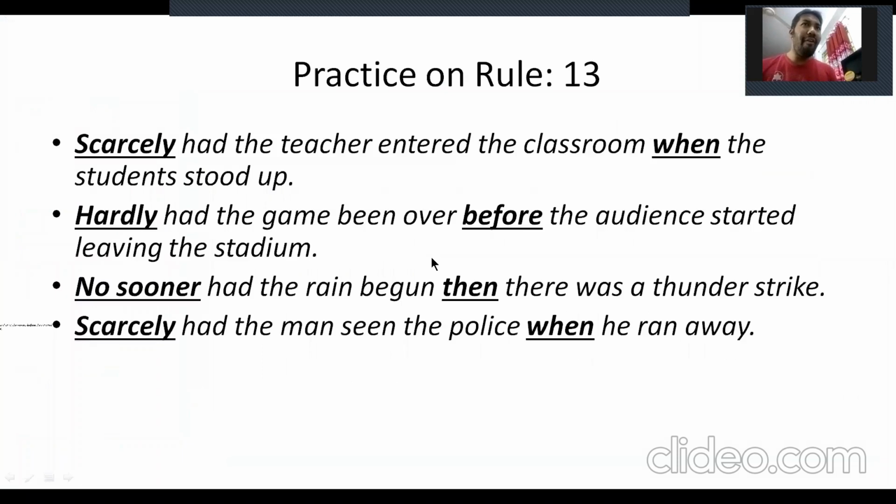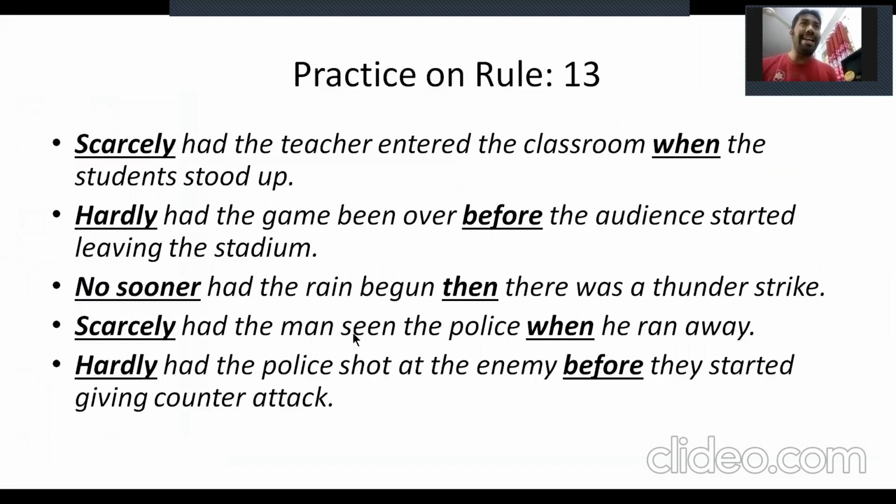The next one: scarcely had the man seen the police when he ran away. This is in complex form. This one is to be changed to simple and compound. So as I'm at the last one of these practices, the last one is also in complex form. You need to make this one simple and compound.